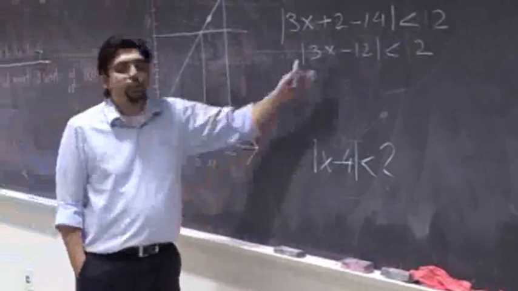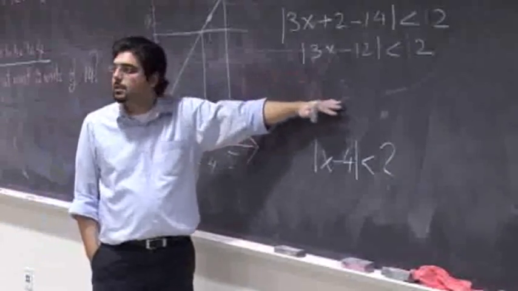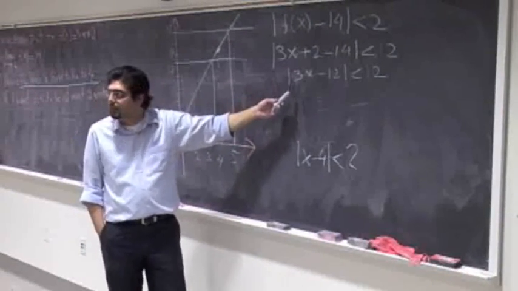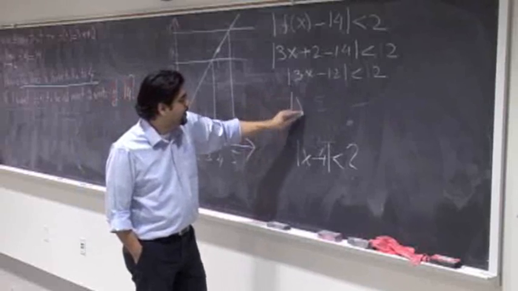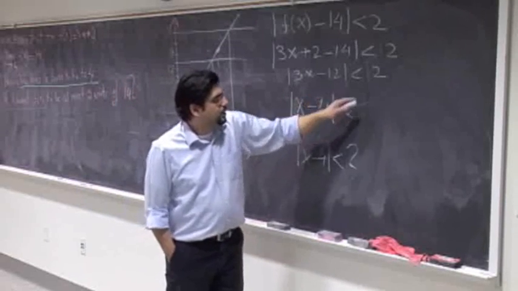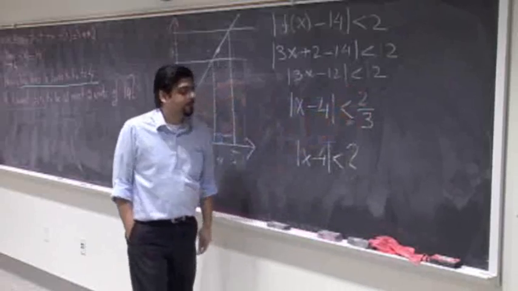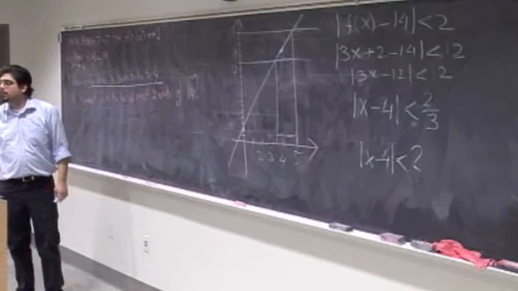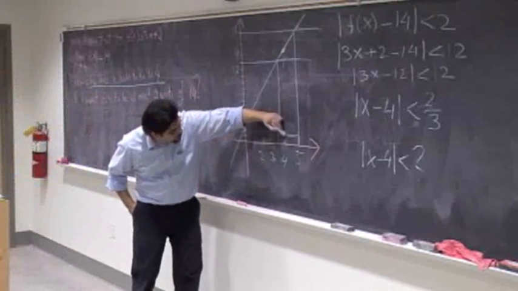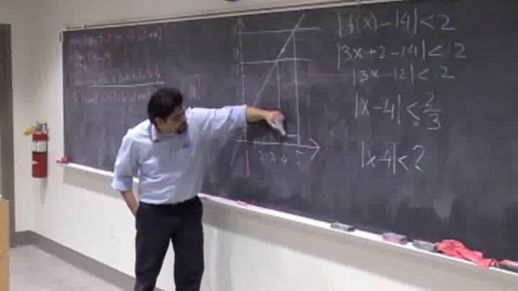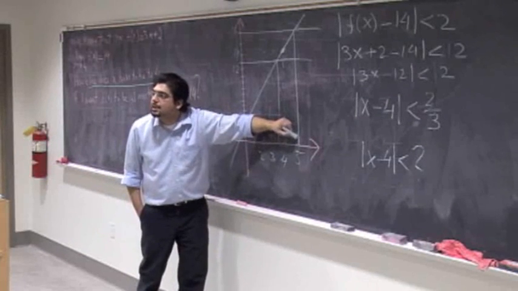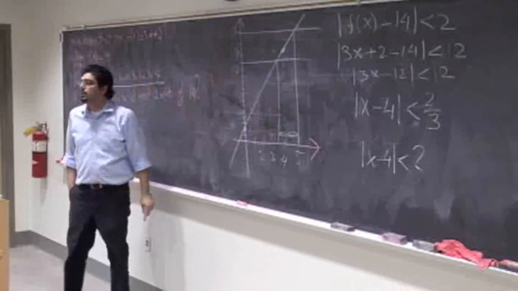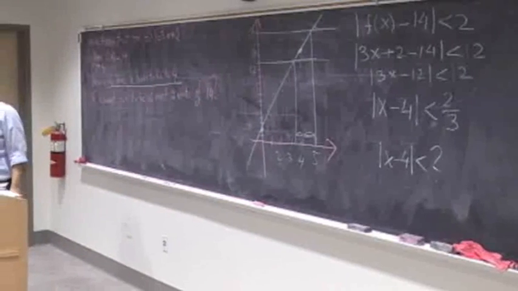There are 2 ways to proceed. You can either solve for x and then figure it out. But in this case, it's pretty easy to see that if I divide by 3, I'm good. I divide the left side by 3, I get x minus 4. Divide this side by 3, I get 2/3. So how far away? At most 2/3 away. So that means I can go a maximum of 2/3 this way from 4, or 2/3 this way from 4. And as long as x is there, my y will be within 2 units of 14. Okay? Does that make sense?